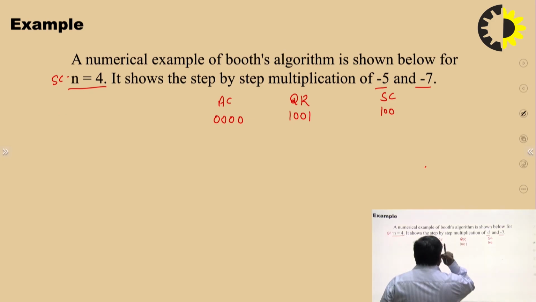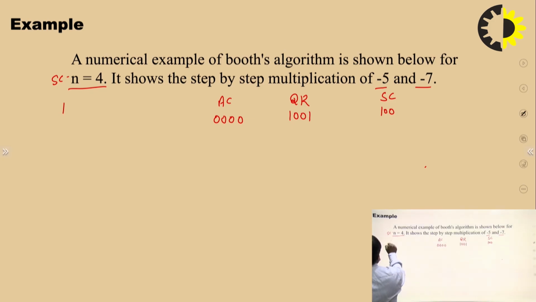Now, what is -5? What is the 5? 1 0 1, and find the 2's complement. 2's complement means the 1's complement plus 1, that is 0 1 0. Now, plus 1, that is 1 1 0. Now, this one is known as the MR, that is known as the BR.